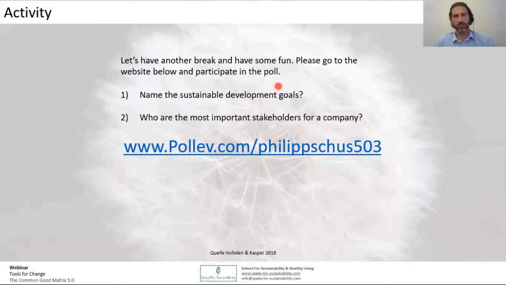So now we have another activity. I think now is a good moment for that. I will ask everybody again to enter the website, and then we can try to name the Sustainable Development Goals again. And after that, we have another activity where we can rank for ourselves, everybody on their own opinion, and then we later on see the ranking. What are the most important stakeholders for a company? This is not a question with yes or no, and there's no right answer. It's just another activity for us to see what people think here, and then we can discuss it a bit.